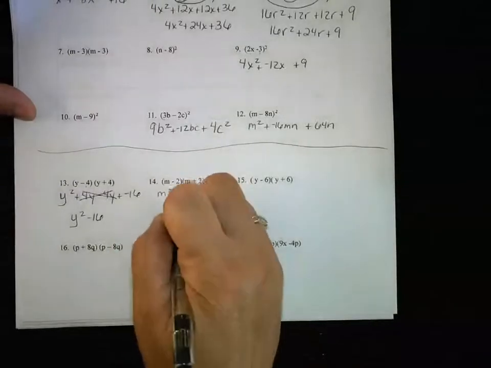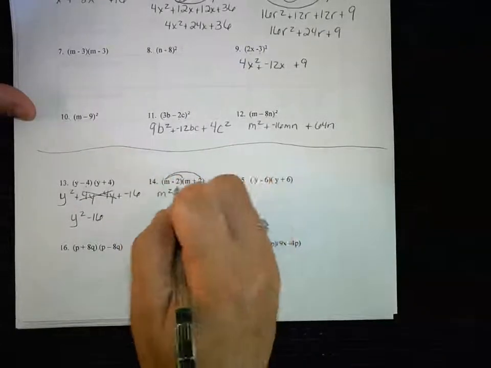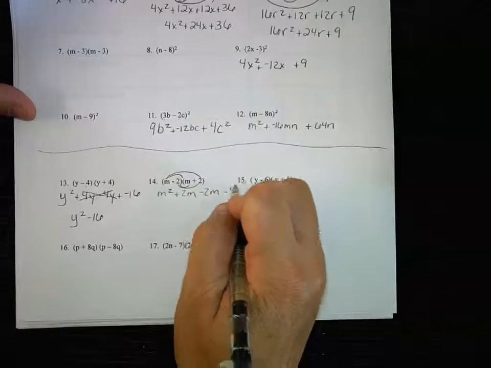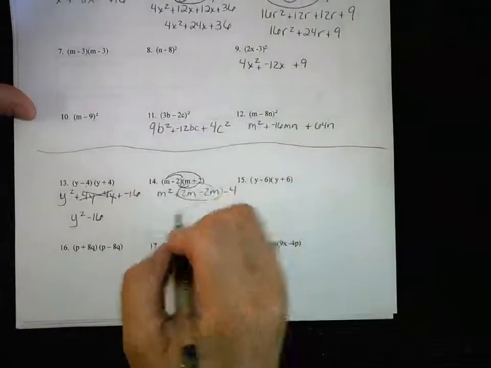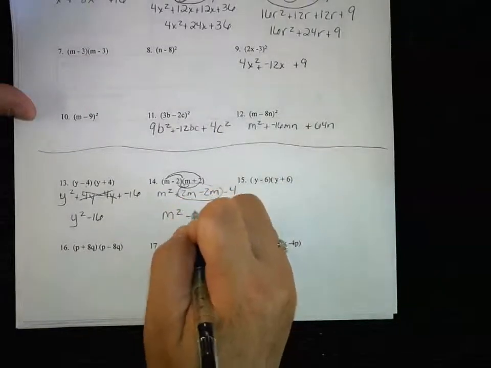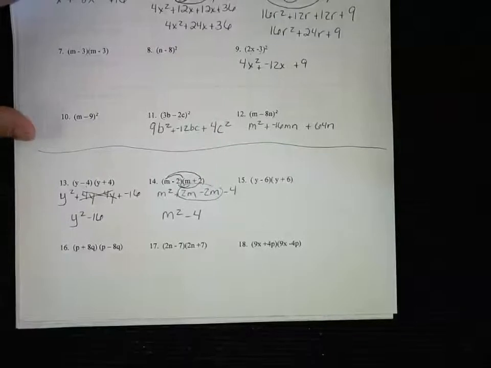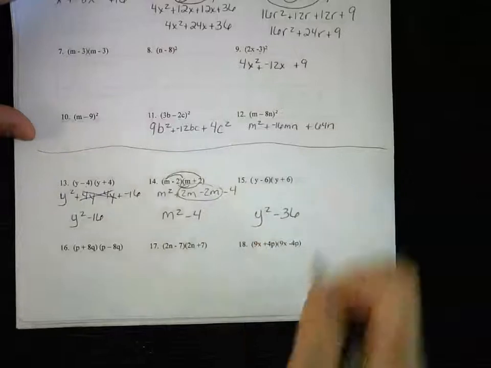Here you will have an m squared plus 2m minus 2m and minus 4. Those two cancel out and you end up with m squared minus 4. Some of you might be able to look at 15 now and just come up with the answer. If you can, that's great. If you can't, just do the same thing. It will be y squared minus 36.